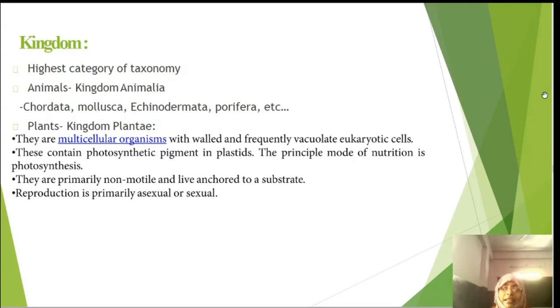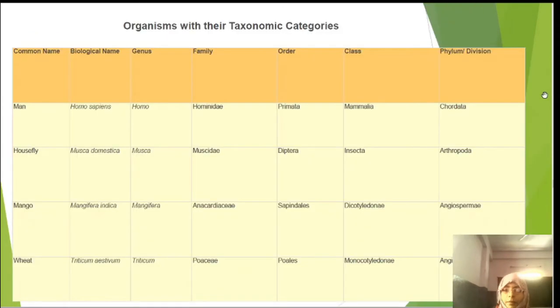So similarly, how do we know that the plants and animals we are studying fall into these categories? Nothing but these are the taxonomical aids. Before going to that, I have a few examples for you according to the taxonomical categories. That is man, its biological name is Homo sapiens, genus Homo, family Hominidae, order Primata, class Mammalia, phylum Chordata.